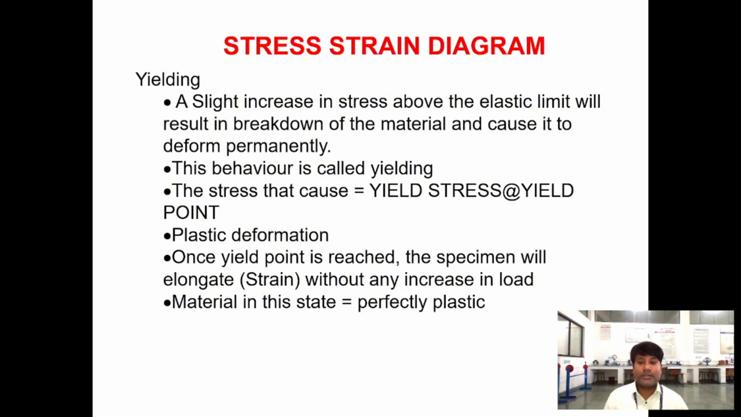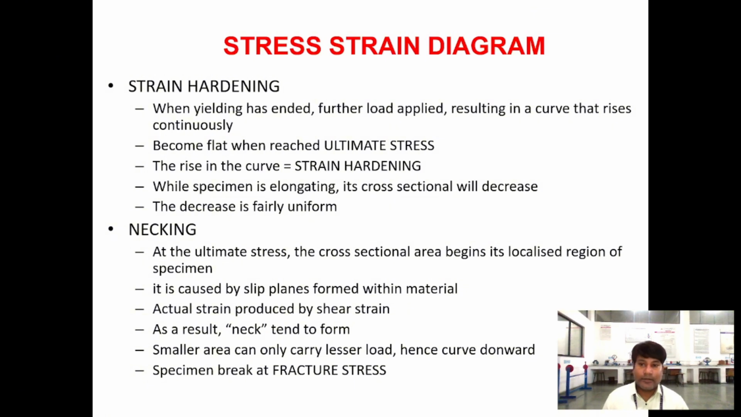That is plastic deformation. Once the yielding point is reached, the specimen will elongate in strain without any increase in load. The material in this state is called perfectly plastic, not elastic. It means the shape and size will change. Strain hardening: when yielding has ended, further load must be applied, resulting in a curve that rises continuously and becomes flat when it reaches the ultimate stress.